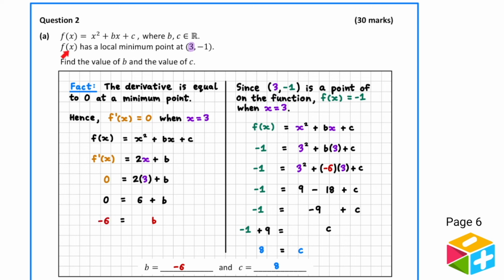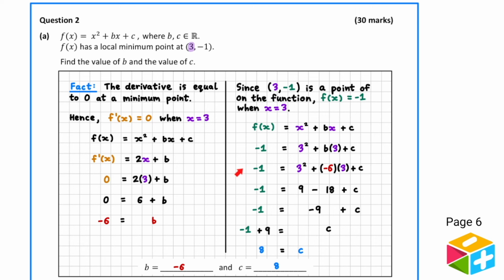We are told that f of x has a minimum point at 3, minus 1. This implies that 3, minus 1 must be a point that's actually on the function. This tells us that f of x will be equal to minus 1 when x is equal to 3. We are told that f of x is equal to x squared plus bx plus c. We know that f of x must be minus 1 when x is equal to 3. We have a b appearing in this equation, and we've already found out what this is. It's minus 6.